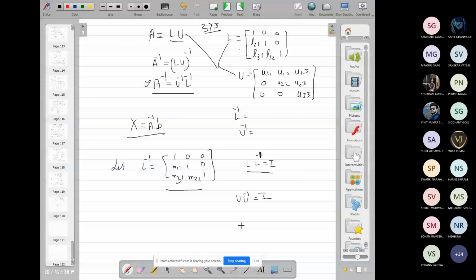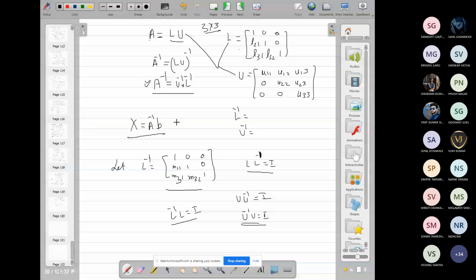Or we can also use U inverse U is equal to I, and here also L inverse L is equal to I. It is commutative. So then easily we obtain L inverse and U inverse, and after determining them, multiplying U inverse by L inverse, here it is not commutative. So then A inverse is given by U inverse into L inverse. Here it is non-commutative.